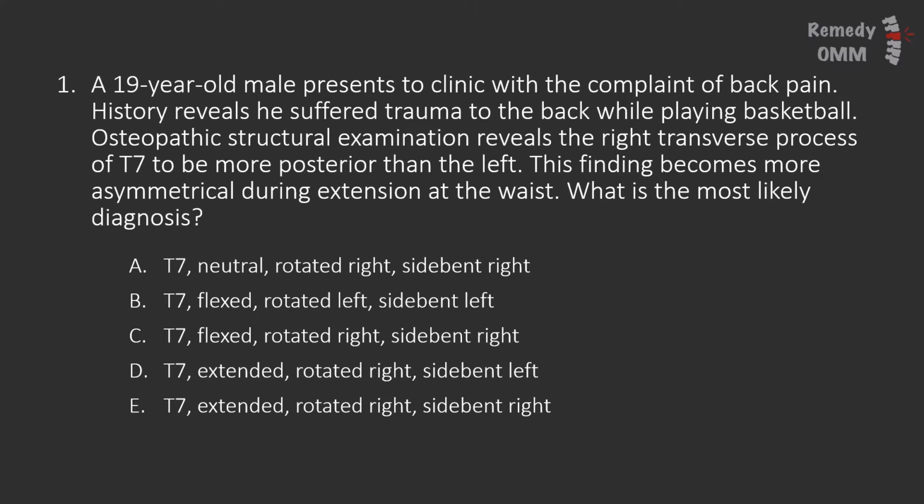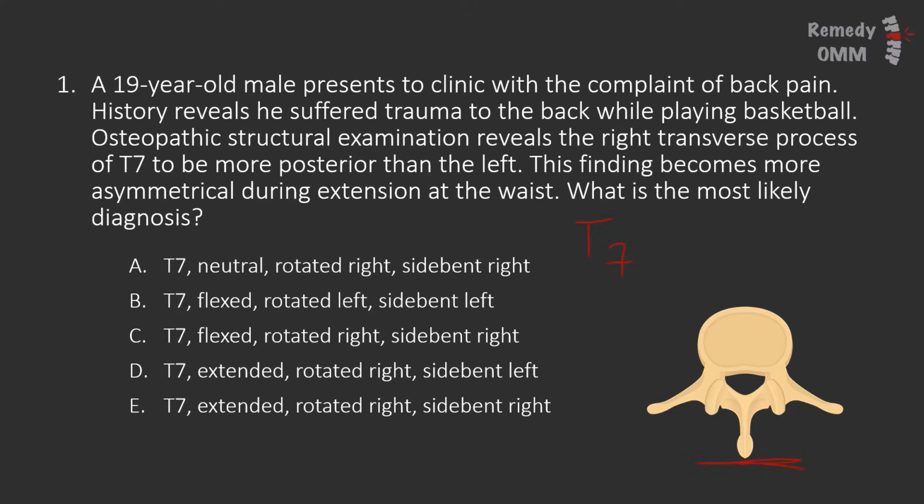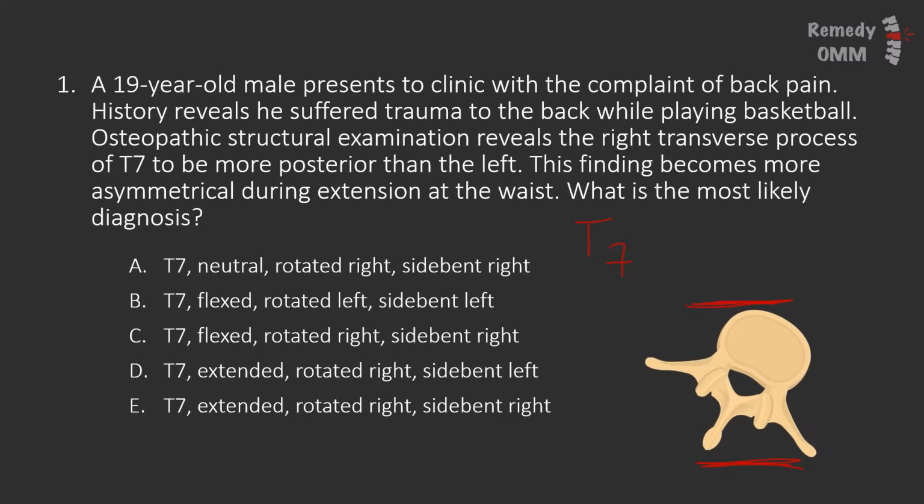Looking at the answer choices, it seems they want us to name the somatic dysfunction, so let's find what we know. Osteopathic structural exam reveals the right transverse process of T7 to be more posterior than the left. Okay, so let's imagine T7 right here, and we'll label it T7, and we know that this is the posterior side of the patient. Imagine him lying on his back, and this here is the anterior side. So if the right transverse process is more posterior than the left, then T7 must look like this, which means we are rotated to the right. So we have T7 rotated right.